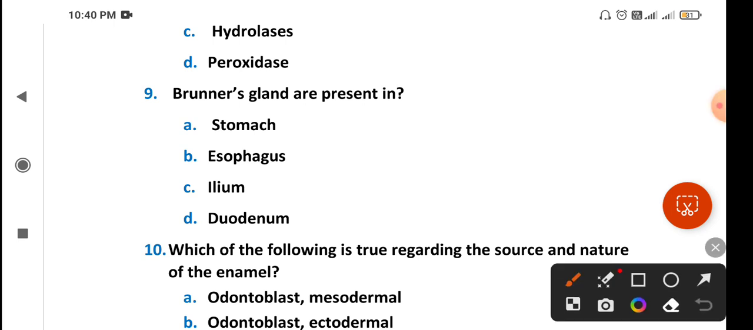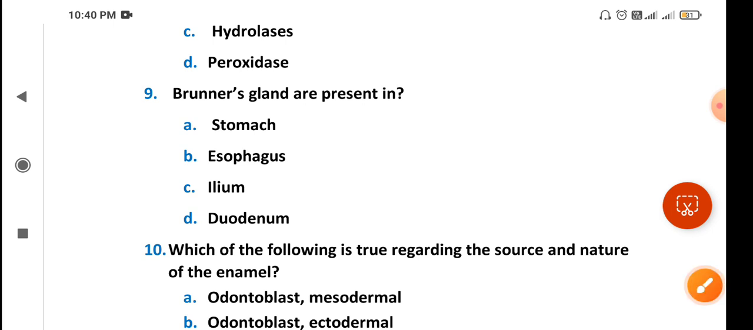And what is the function of the Brunner's gland? So the secretion of the Brunner glands helps to protect the lining of the intestine from the acid of the stomach, and secondly, their secretion also helps to make the medium alkaline for the pancreatic enzymes to work efficiently. Okay.